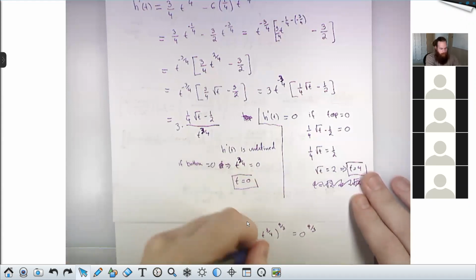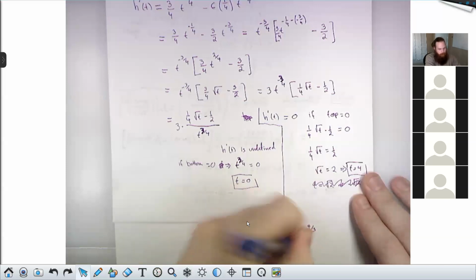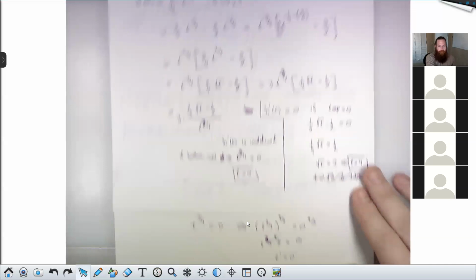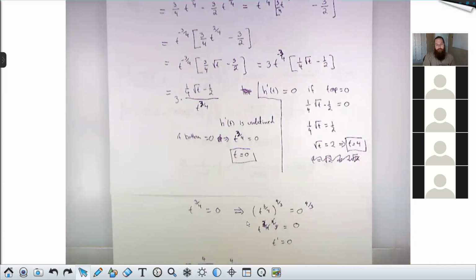Okay, perfect. That makes sense now. Yeah, and then this will be t to the 3/4 times 4/3. That's our rules for exponents. Equals 0 to the 4/3, which is 0. And then when you multiply these, the 3's cancel, the 4's cancel, and you just get t to the 1 equals 0. But yeah, that's the procedure. You don't need to necessarily show this work for these. I'm assuming that you guys are comfortable with this algebra. If you have any power of t equals 0, the only solution there is going to be t equals 0. That's generally true.